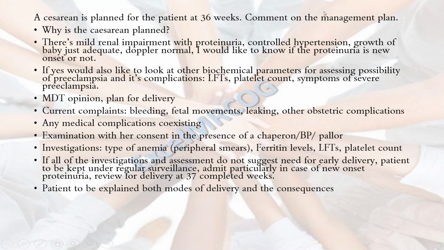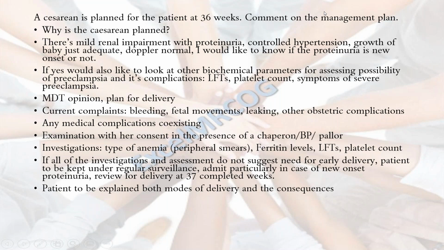What you think may be the cause? Because if the consultant has planned a cesarean, he may have put some thought into it, and that's how he's come to this particular decision. So you need to evaluate what are the possibilities that he may have thought of doing the cesarean section at 36 weeks. If you notice, there is mild renal impairment with proteinuria. There is controlled hypertension. Growth of the baby is on the 10th centile, so it's just adequate. Doppler is normal, so baby is okay.